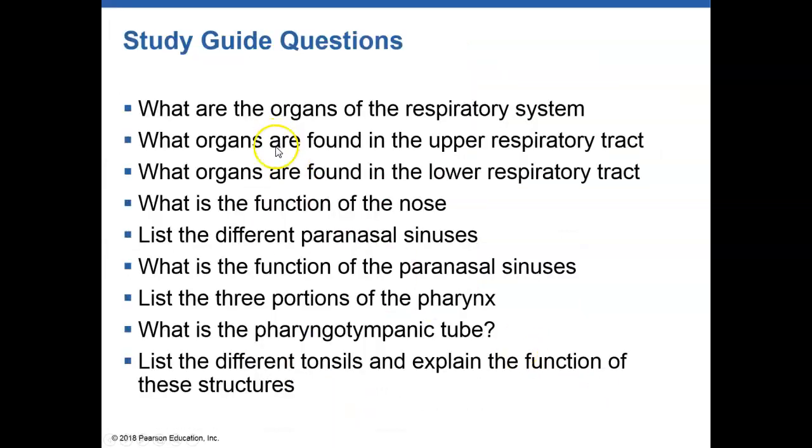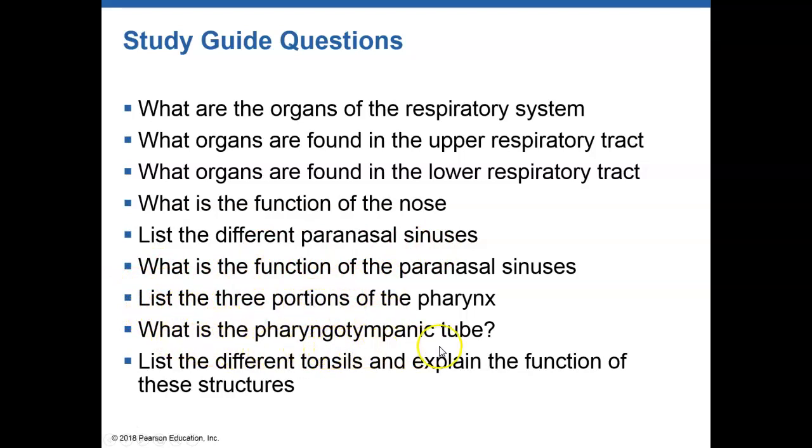So at this point, you should be able to tell me what the organs of the respiratory system are. What organs are found in the upper respiratory tract and what organs are found in the lower respiratory tract? What is the major function of the nose? There are 4 sets of paranasal sinuses. Name them basically. What is the function of the paranasal sinuses? List the 3 portions of the pharynx.